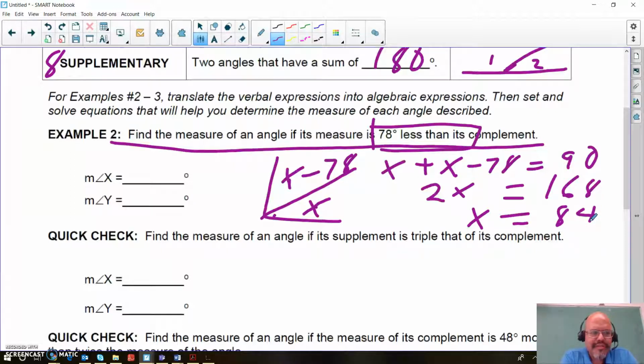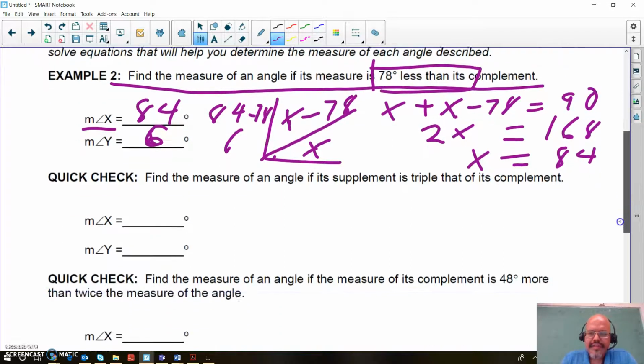So my first angle is going to be my x, so the measure of angle x is going to be 84. And then if I go ahead and plug in 84 minus 78, well, that's going to give me 6. And so that's what my answer is for this one. And that's 6.